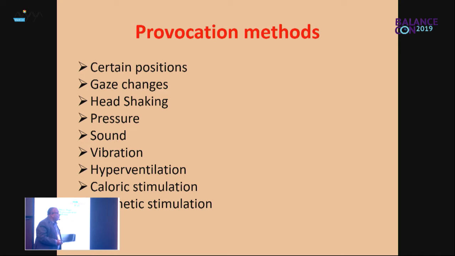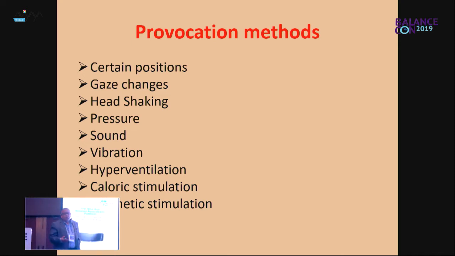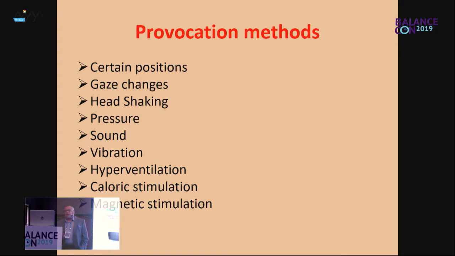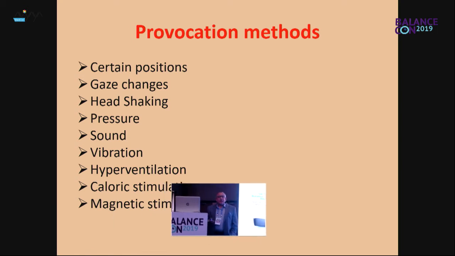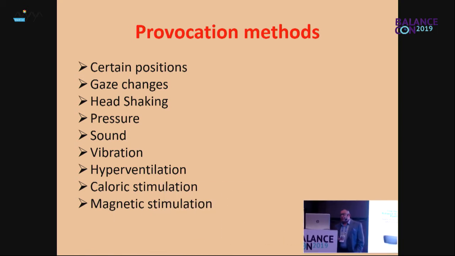So what kind of provocation methods do we use? We use certain positions like the Dix-Hallpike test. We use gaze changes to see the effect of gaze on nystagmus. We do head shaking. We do some pressure testing. We do sound stimulation and see if it can provoke nystagmus or not. We use vibration. We do hyperventilation. We do caloric stimulation. And lately, magnetic stimulation has come into the literature.